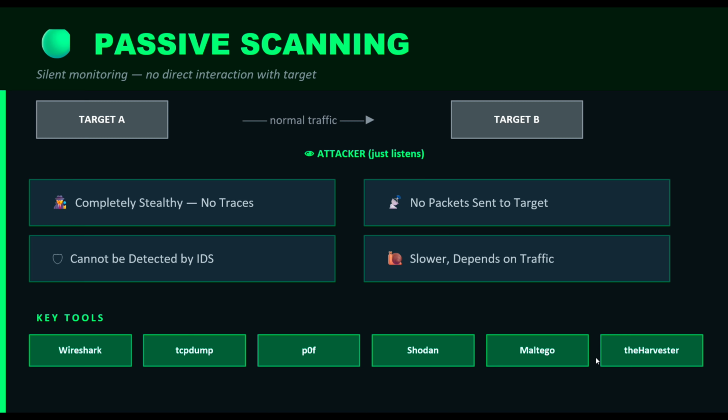These are the irreplaceable passive scanning tools available on the network, and they are very important to gather information about the target passively. tcpdump is okay. These two can be replaced by others, but Wireshark, you have to learn. Shodan is the search engine for the ethical hacker. Maltego is graph based, and it connects all the related information about the target.